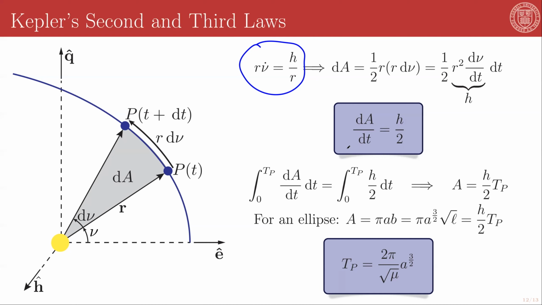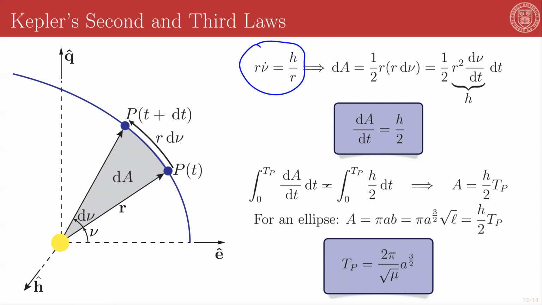We then take this expression and we integrate it between 0 and the orbital period of the orbit, which we will call T sub p, which means that the area swept out over a full period is equal to h over 2 times Tp. You will recall that the area of an ellipse is given by pi a b, where a is the semi-major axis and b is the semi-minor axis, which, based on our previous geometric derivation, we can convert to pi times a to the 3/2 times the square root of the semi-parameter, which all must be equal to h over 2 times the orbital period. And here we have the mathematical statement of Kepler's third law.